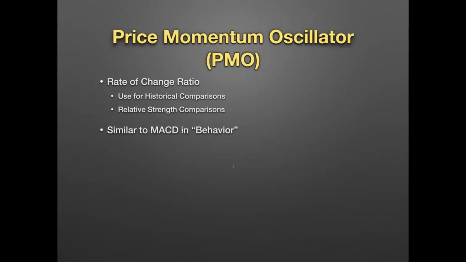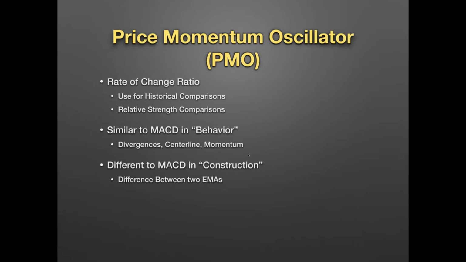As I said, it's very similar to the MACD in its behavior. You're looking for divergences like on the MACD. We have a center line, the zero line. It's a way to identify momentum. The PMO, though, is different from the MACD in construction. The MACD is a difference between two EMAs. The PMO is a lot more complicated in its construction. I will show you the formula, but I won't go too much into the weeds on it.